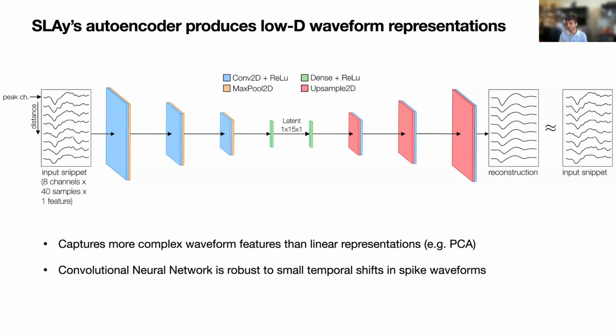And the advantage of this approach over things like PCA is that the nonlinearity in the autoencoder is better at representing complex waveform features. And then also because of the architecture of the convolutional neural network, it's also robust to small temporal shifts in the spike waveforms. So maybe if the template matcher didn't perfectly find the spike time, if it's off by up to 5 samples, our representation is robust to that.